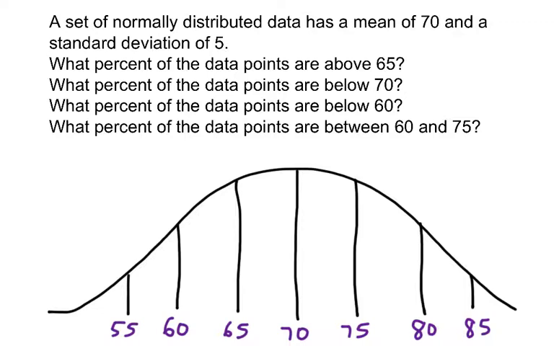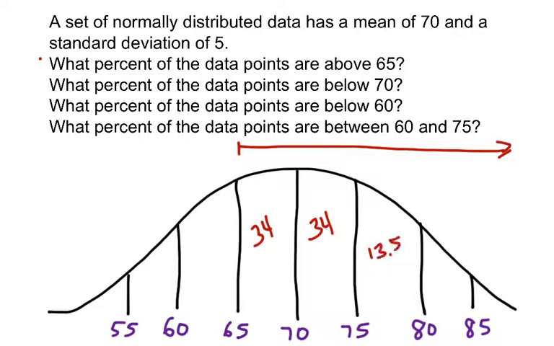Now we've just got some questions to answer. The first one, what percent of the data points are above 65? So that's going to be everything on our diagram from here all the way to the right. Well, there's a few ways we can go about this. One way is by, well, this is 34, this is 34, this is 13.5, and then everything to the right of there, all of the rest of it, is 2.5. And we could add those together.